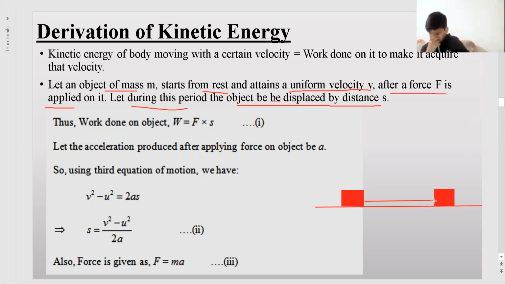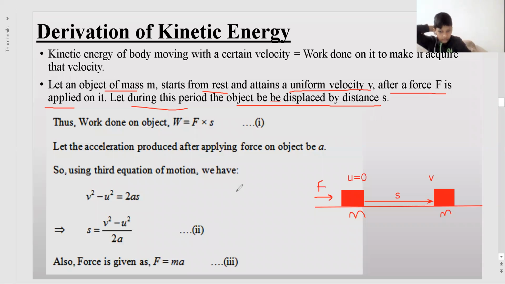This much distance, and say the distance covered is S. Initially the initial velocity, that is u, was 0 because initially the body was at rest. And now it has some velocity v. It is moving with some velocity v. Why? Because a force is applied on it. So this figure we need, and the mass of the object is m.